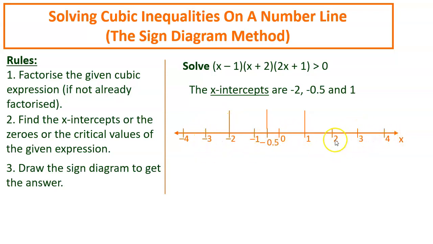These are all x values, and I have drawn these lines for the x-intercepts. See, x equals negative 2, x equals negative half, and x equals 1. So these three x-intercepts are dividing this entire number line into 1, 2, 3, 4 subparts or 4 subregions. We will be taking one x value from each of these 4 regions one by one, and we will be substituting in this expression.